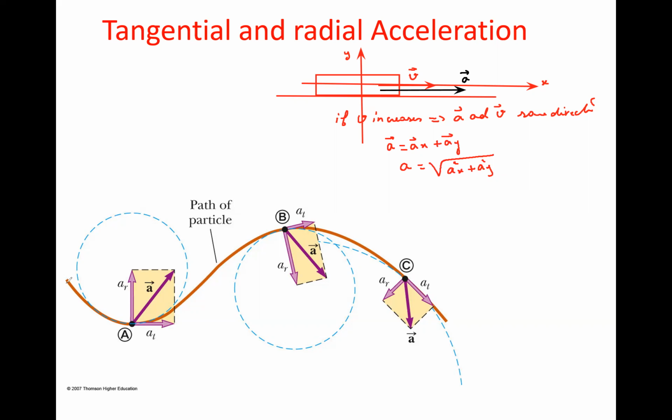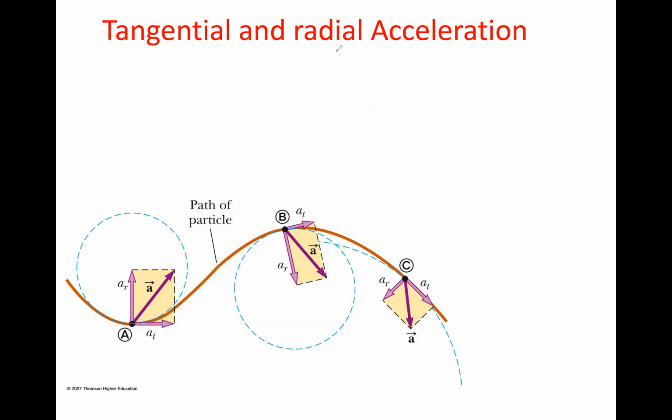But if we have a circular motion trajectory like this one, we have a trajectory that takes many directions. In this case, you have to use a equals a tangent plus a radial. a tangent must be measured in terms of a unit vector e tangent, and a r must be measured in terms of the unit vector er. These are unit vectors.